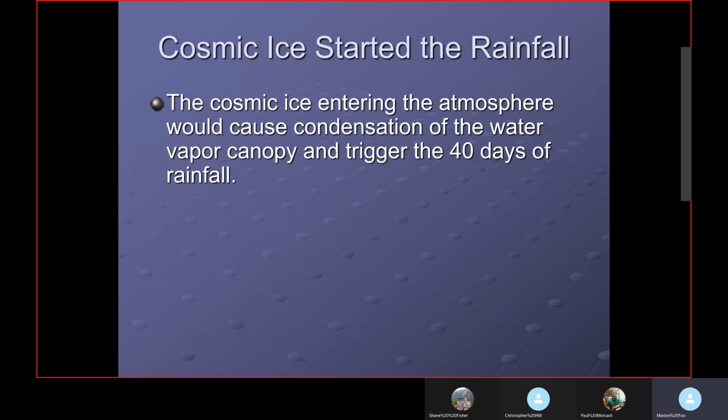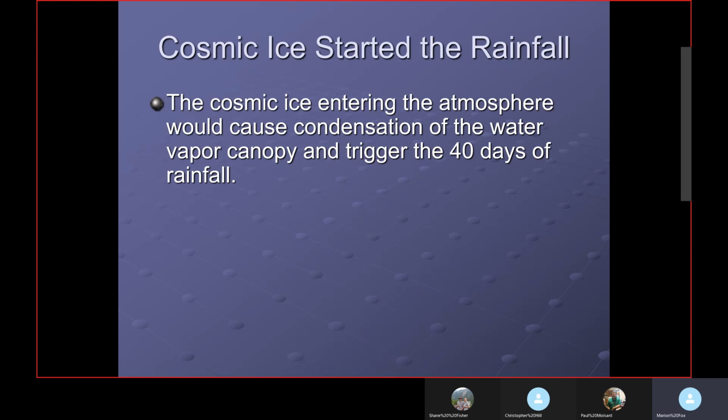The cosmic ice that entered the atmosphere would cause condensation of the water vapor canopy and trigger the 40 days of rainfall. Remember, in order to get rain to occur, you have to have three things. You have to have sufficient moisture in the atmosphere, which we had, a water vapor canopy that was sufficient moisture. And we have to drop the temperature, because as the temperature drops, the air can't hold as much water vapor. So the water vapor comes out in the form of rain.